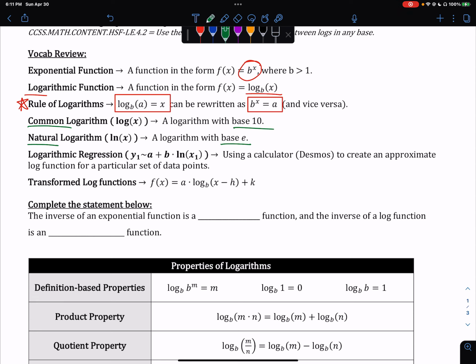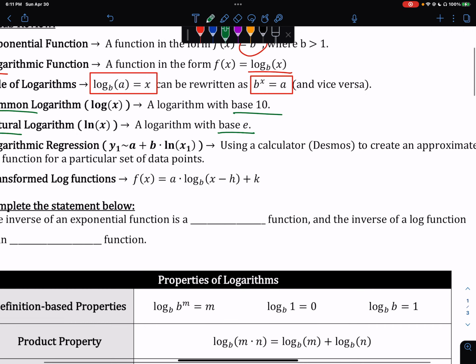The logarithmic regression, we won't be using this today, but I wanted to keep this in your brains because you do need to know this for your upcoming test. Using this logarithmic regression equation, y1 is approximately a plus b times the natural log of x1. That's where we put a table of values into Desmos, and then let Desmos create an approximate graph for us. One little note you may want to make with log regression is that you need to make sure to switch your x and y coordinates.